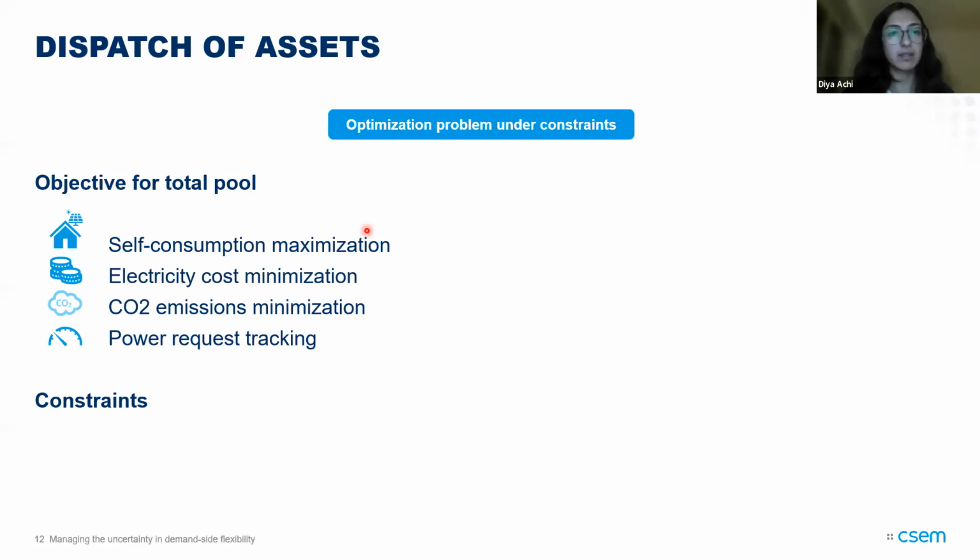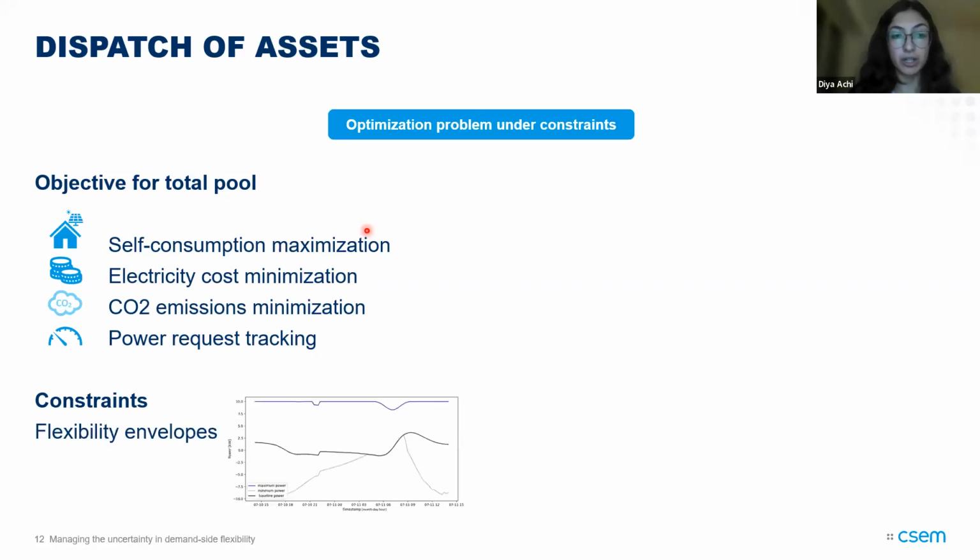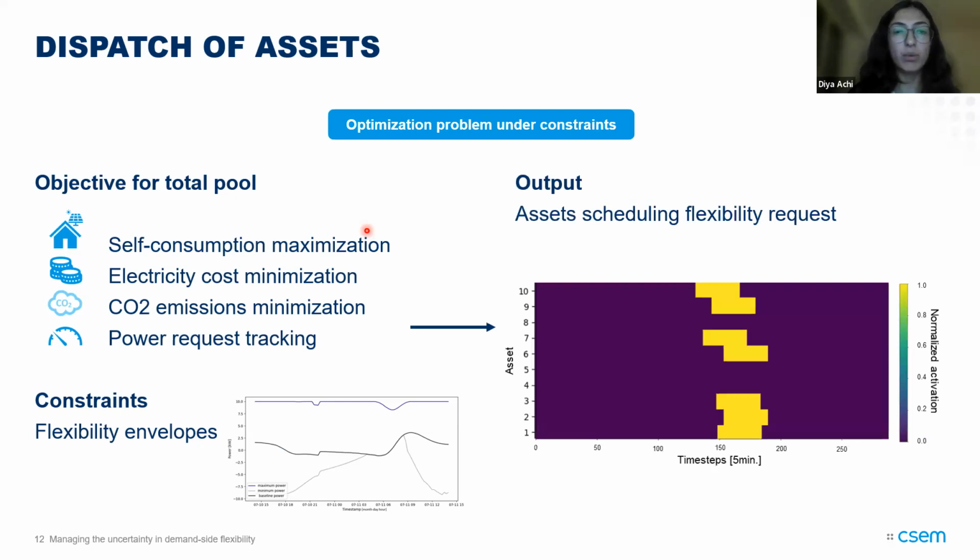And the constraints of the optimization problem are the flexibility envelopes, because as we said, those envelopes already encapsulate all the different constraints that need to be respected when using this flexibility. And what we get as an output is an asset scheduling that's optimal for the flexibility requests. What this means is that we can know what asset to activate, when, and at which power level.